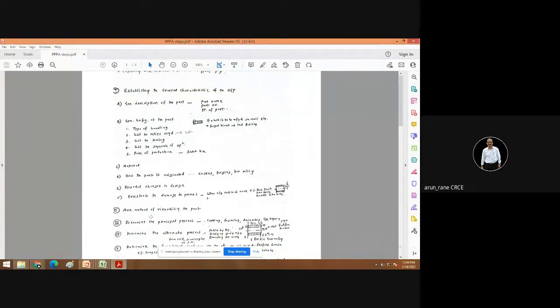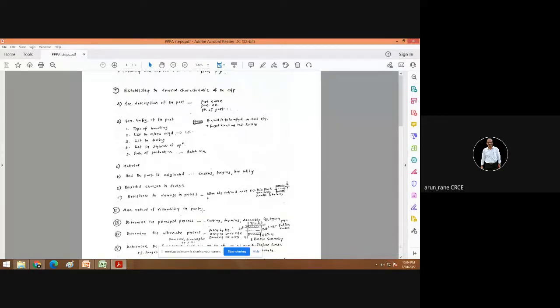Then step number 2 is auxiliary method of visualizing the part. Some components are simple, some are complex. So for the simple component, if it is a round component, only one view is sufficient to visualize the component, or at the most two views. But if it is a prismatic component, three-dimensional component, or assembled component, then two views or three views may not be sufficient.